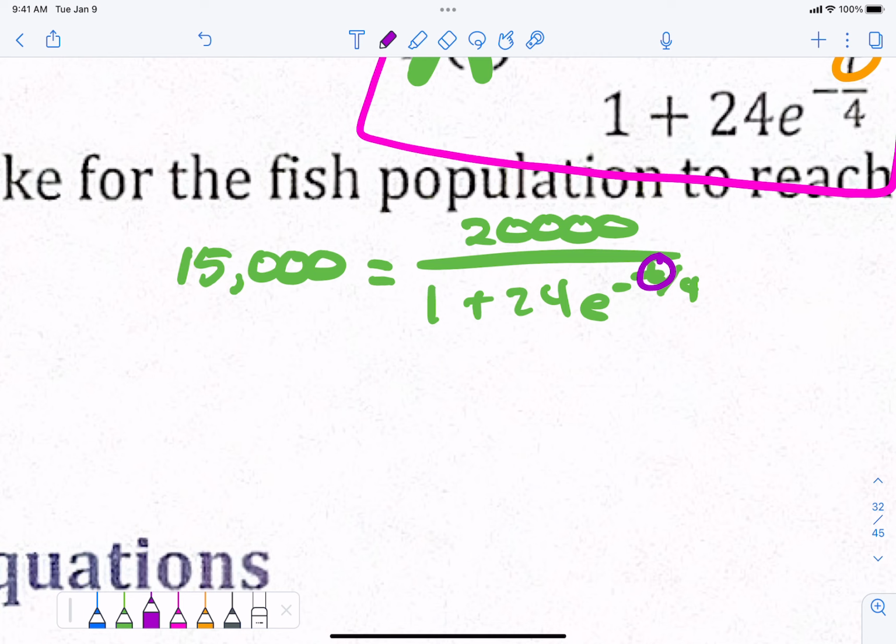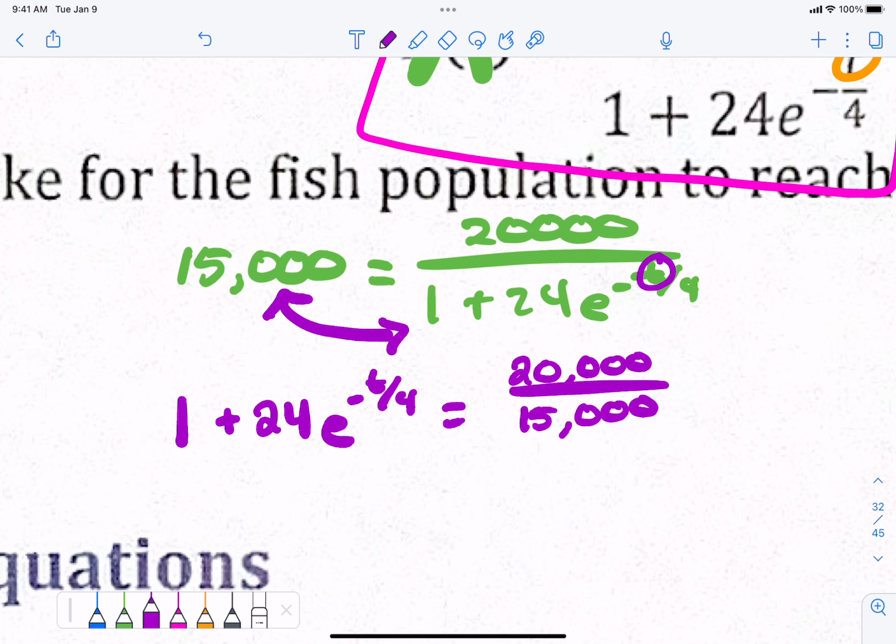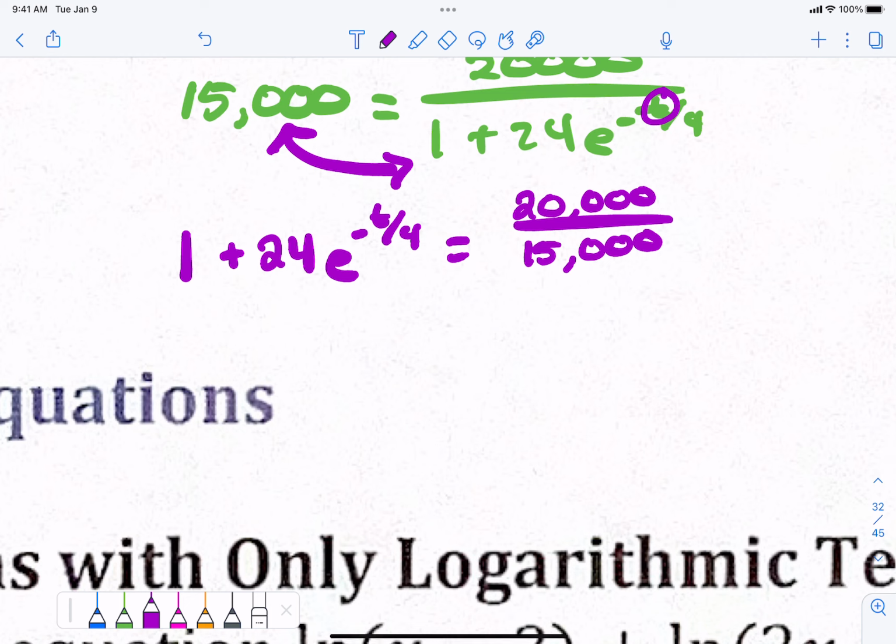I'm going to take these two. Did you guys know that we can just switch those two spaces, right? Like if you've taken Mr. Moose's class, you know that. Okay, so we got 1 plus 24e to the negative t over 4 equals 20,000 divided by 15,000, which is like 4/3 or something like that, right? Okay, then what? Still trying to solve for t here.